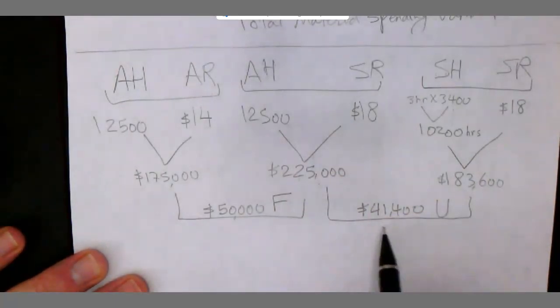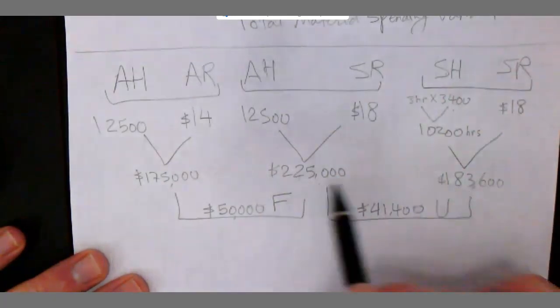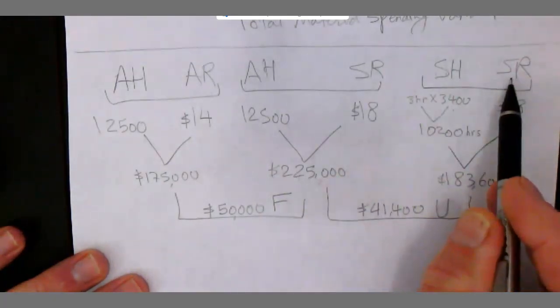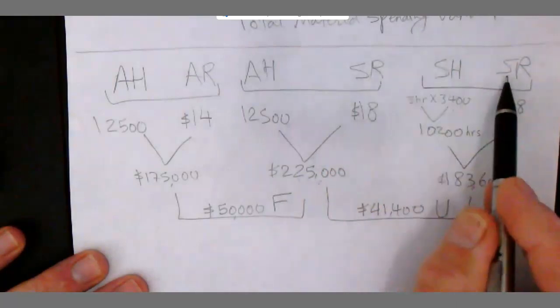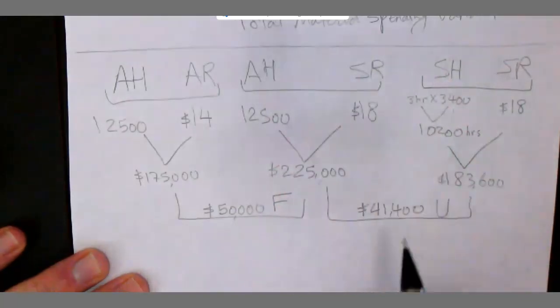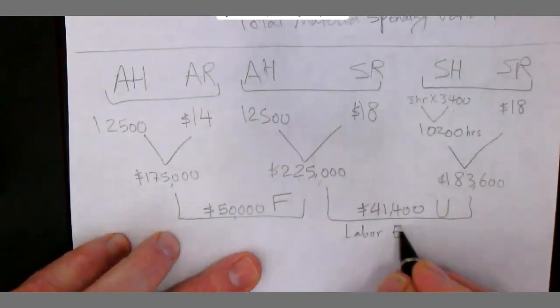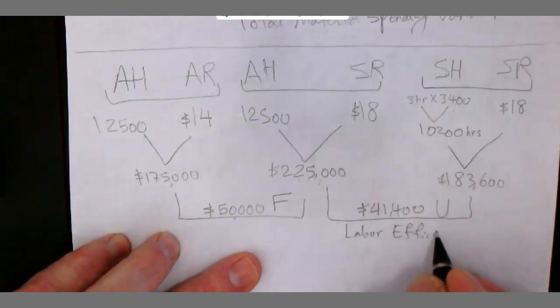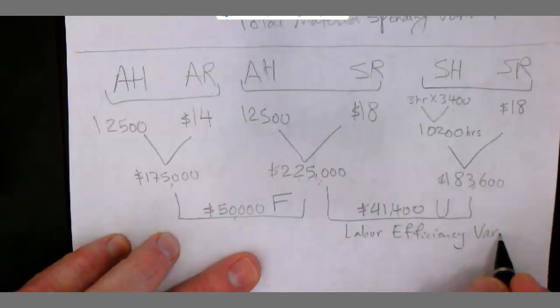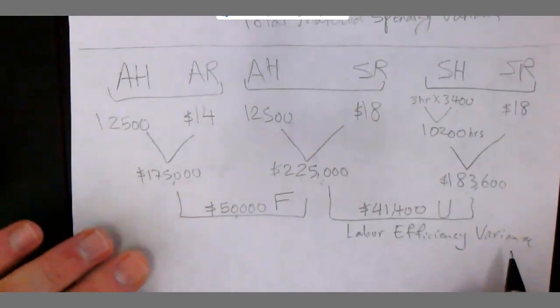Now, what do we call this? Compare these two numbers. Rate is same, standard rate, standard rate. Hours are different. So this is labor efficiency variance. Labor efficiency variance.